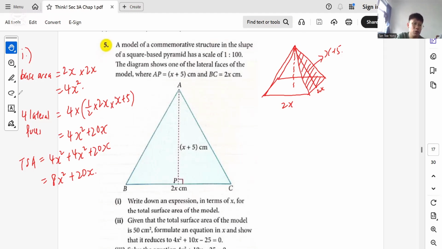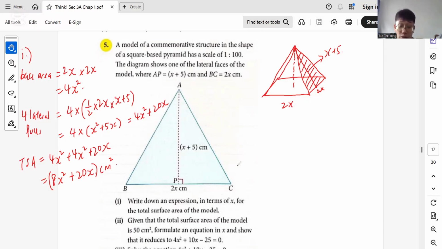Okay, maybe I did too much shortcut already. Let me just do this again. So it's just 4 times (x squared plus 5x), then it's 4x squared plus 20x. So total surface area is 8x squared plus 20x cm squared. Okay, so that's for part 1.